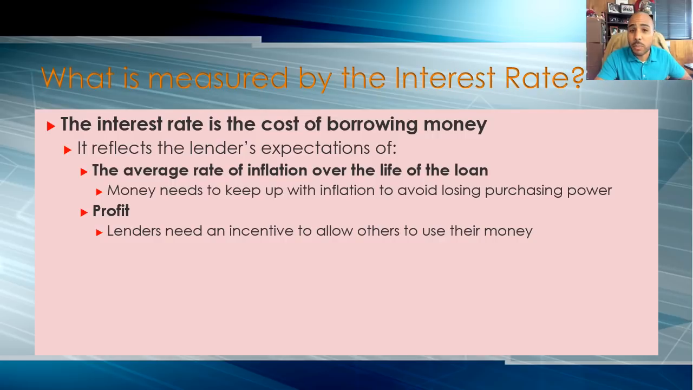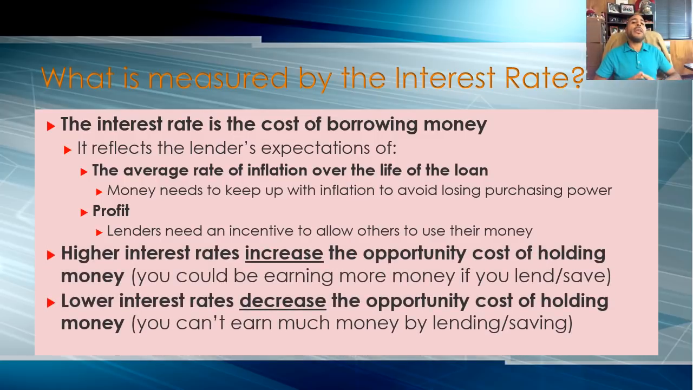Okay, now, what is measured by the interest rate? Remember that the interest rate is just the cost of borrowing money, so it reflects the lender's expectations of two things. Number one, what the lender thinks the average rate of inflation will be over the life of the loan. So money needs to keep up with inflation, because whenever money doesn't keep up with inflation, it loses purchasing power. So the person who lends you the money wants to get back as much purchasing power as they lent you in the first place. And then the other thing they want on top of that is profit. Obviously, lenders need some sort of an incentive to allow people to use their money. Right? We said one of the 12 principles of economics is that people respond to incentives. So if they can't make a profit, there would be no incentive to loan the money. So when we look at the interest rate, we're looking at what the lender thinks the inflation is going to be plus how much money they want to make off of this loan.